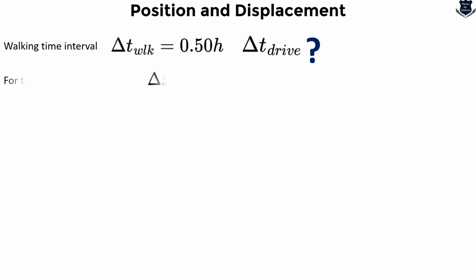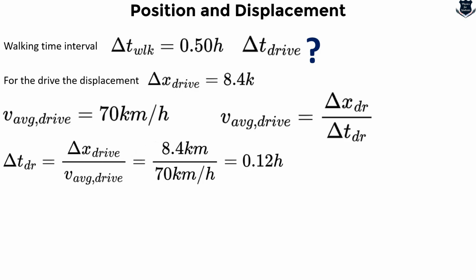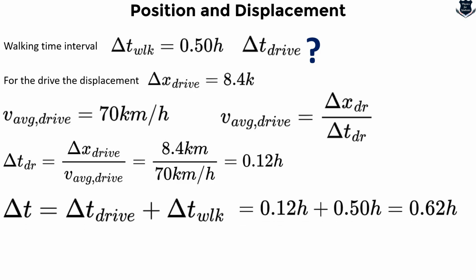However, we also know that for the drive, the displacement is 8.4 kilometers and the average velocity is 70 kilometers per hour. This average velocity is the ratio of the displacement for the drive to the time interval that we drive. So we write Δx_dr by Δt_dr. We rearrange and substitute the values and we get 0.12 hour. Then we add those two times and we get the answer, which is 0.62 hours.